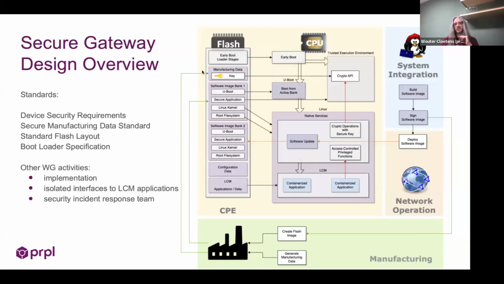What we already have is a standardized Flash layout. So the LCM applications and data in a partition. Other data, our configuration data, is in a separate partition. Then we have two different software banks, the current and the previous software bank, to be able to securely switch from one to another, where we have the last stage bootloader, a secure application environment application might have that, the Linux kernel and the root file system signed by a key.